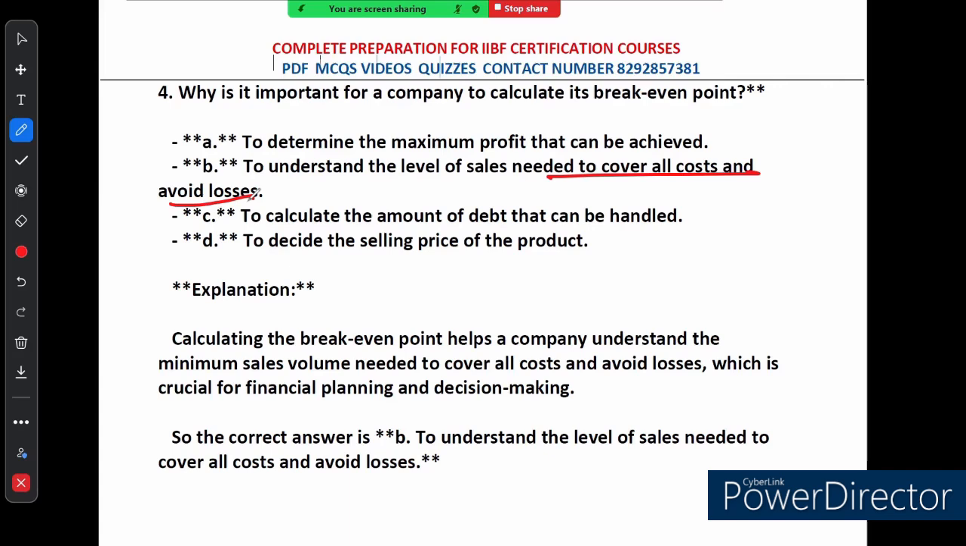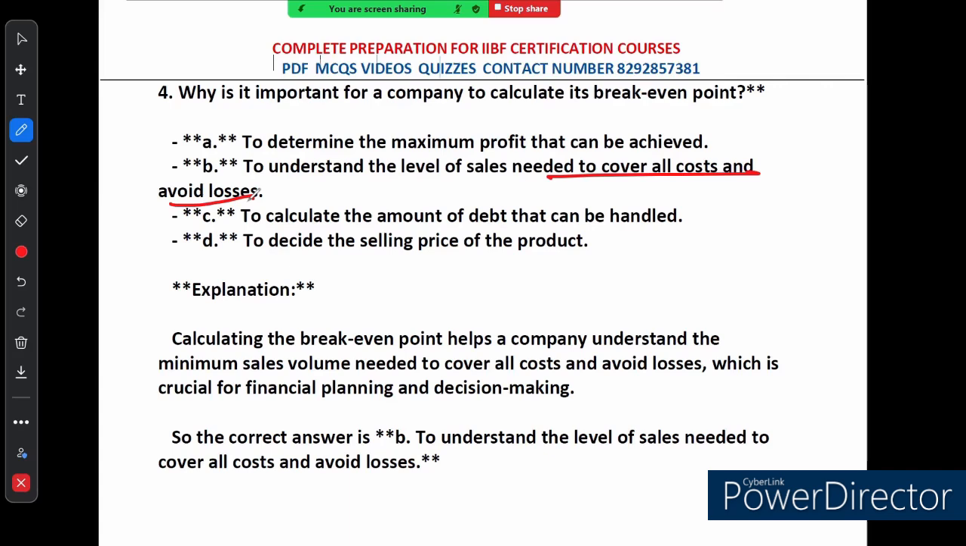The break even point is all about finding out the minimum sales volume required to ensure that all the costs, both the fixed and variable, are covered. It is a point where your business is not making a profit, but it is also not incurring any loss, right?